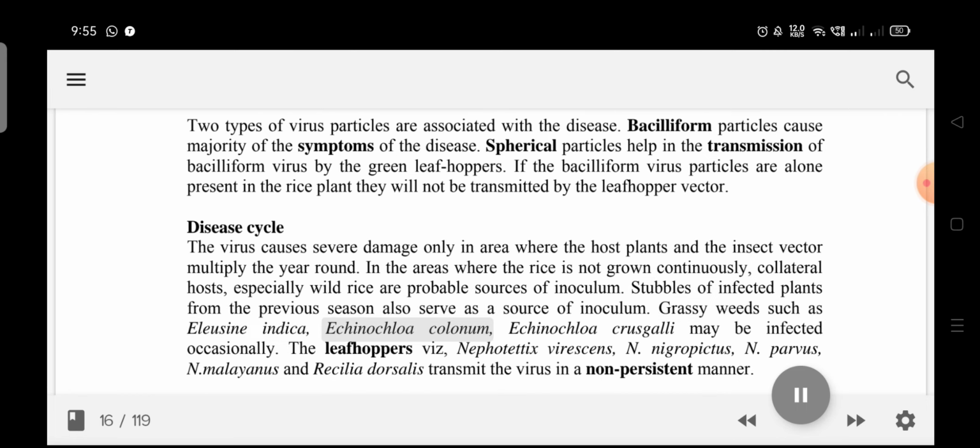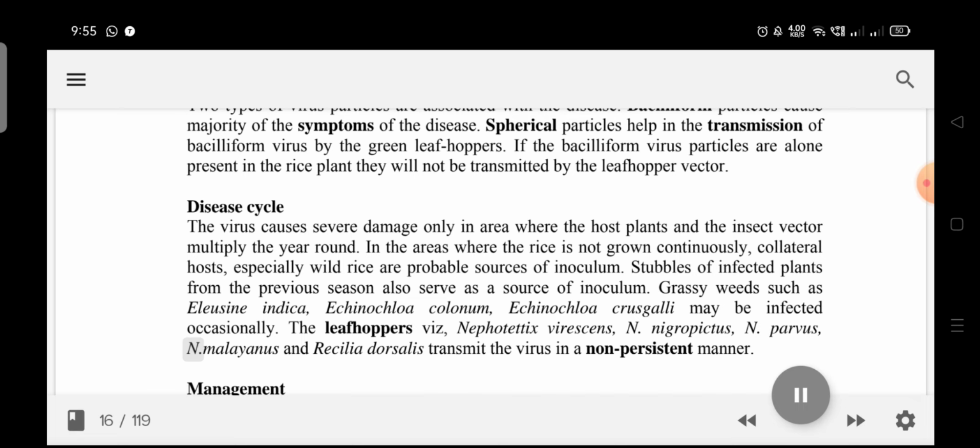Grassy weeds such as Eleusine indica, Echinochloa colonum, Echinochloa crusgalli may be infected occasionally. The leafhoppers Nephotettix virescens, N. nigropictus, N. parvus, N. malayanus and Recilia dorsalis transmit the virus in a non-persistent manner.